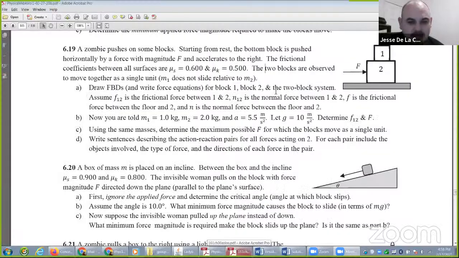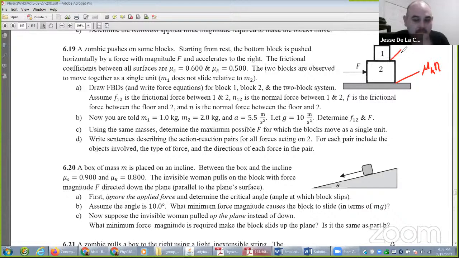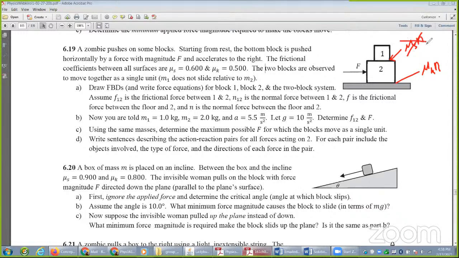Would it be kinetic for the bottom and static for the top? Okay, so there's kinetic down here. So you're saying use mu kinetic times the normal force? Yes. And then up here, what would you use? Static, because it's not moving, because it's on top of the block. So mu static times the normal force. Is that what you're saying? Correct. And that's wrong. Shouldn't it be less than, because it says M1 does not slide relative to M2?